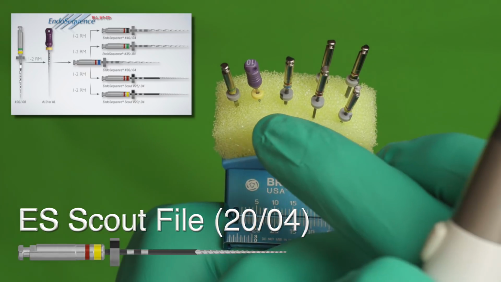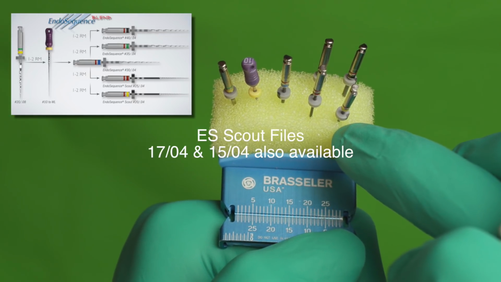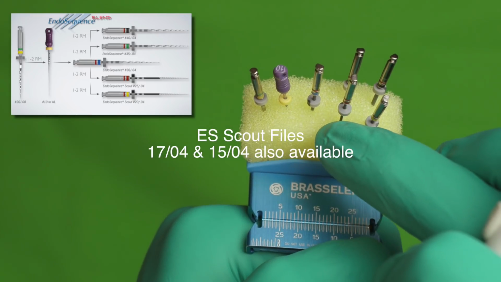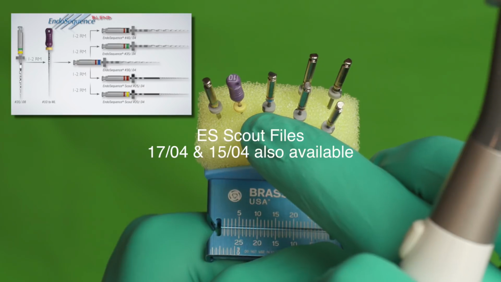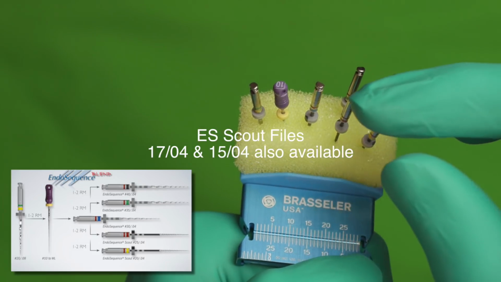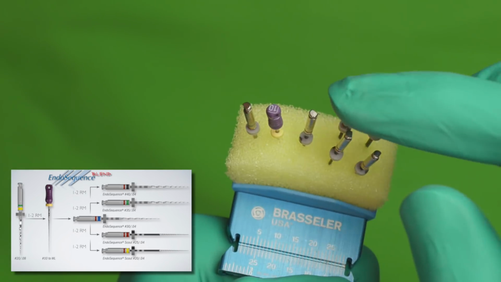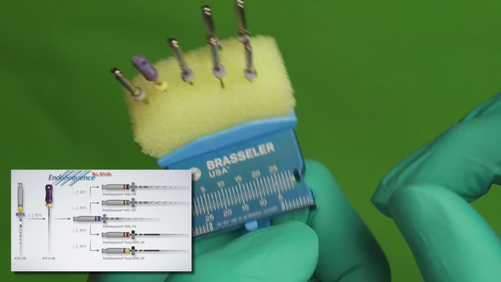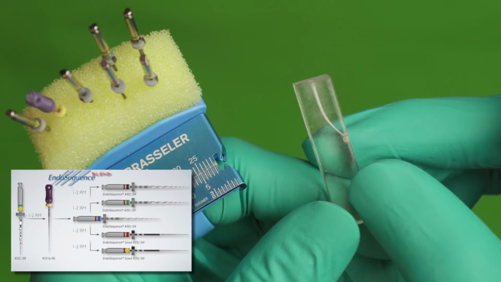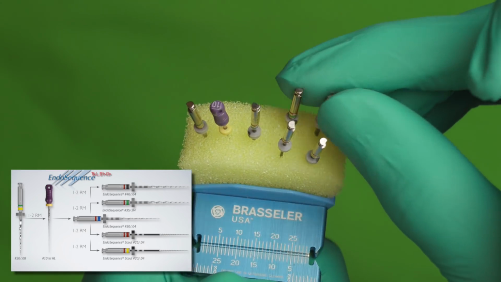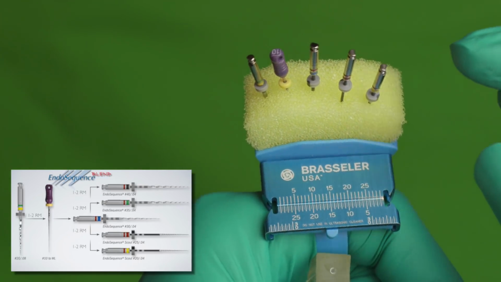The key here is you move down in size until one file reaches the apex, and then you move back up in size and finish with a master file with either a size 25 or a 30 as a minimum. Here in the hands-on protocol, you're basically going to have all of these instruments on there, but since the block that you're going to be using is actually a small canal, the size 35 and 40 instruments are pretty much not needed.